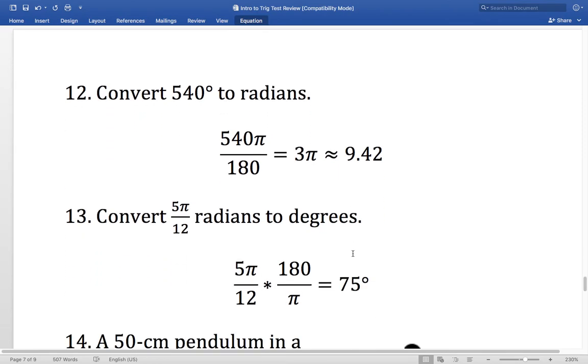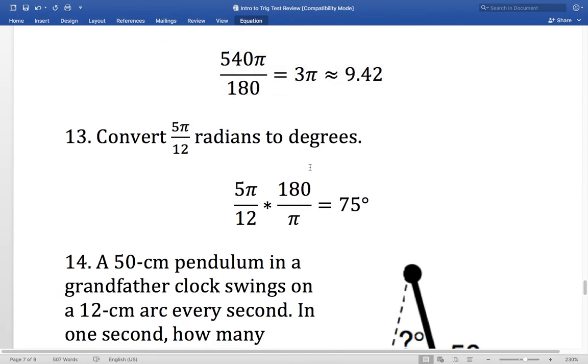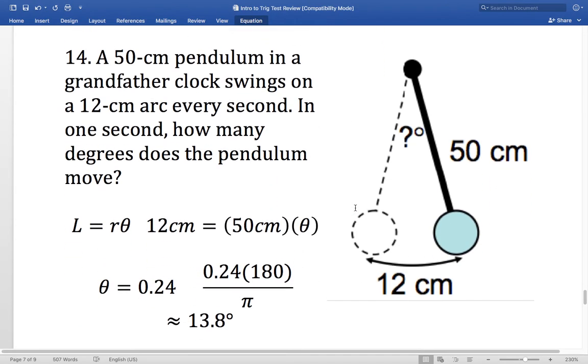All right, converting degrees to radians, we've done this a million times. In this case, you get 3 pi. Most likely your answers will not be in decimal form. They will have the pi symbol. And then convert from radians to degrees. So here's our radians. We multiply by 180, divide by pi, and we get our degrees.